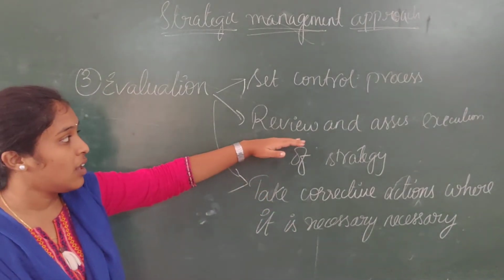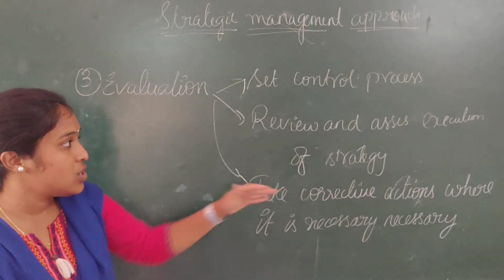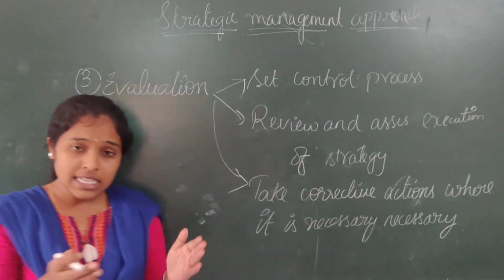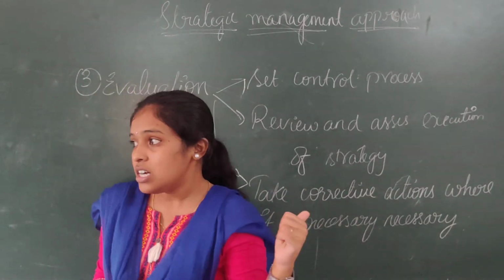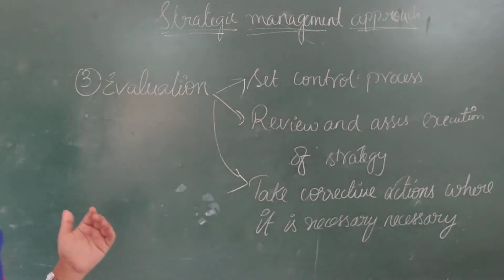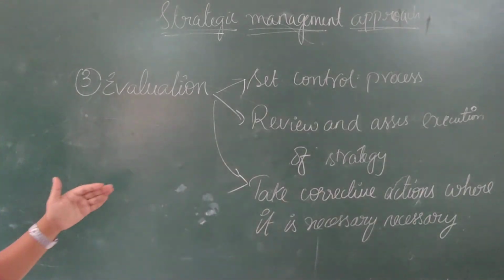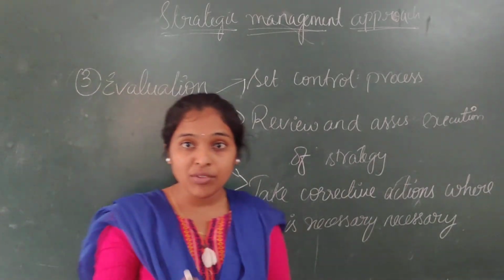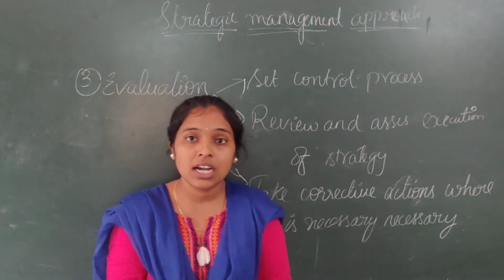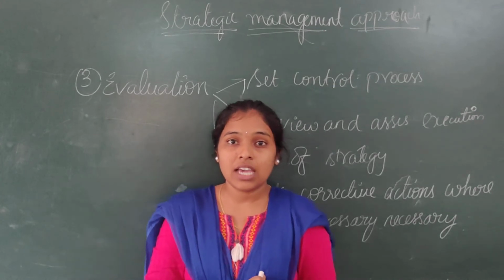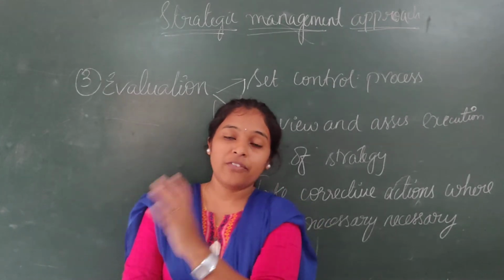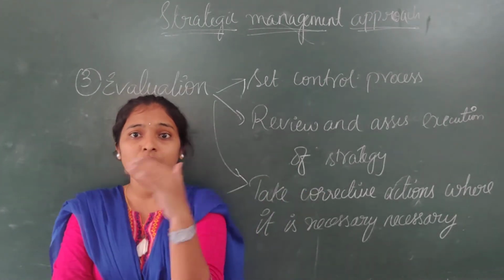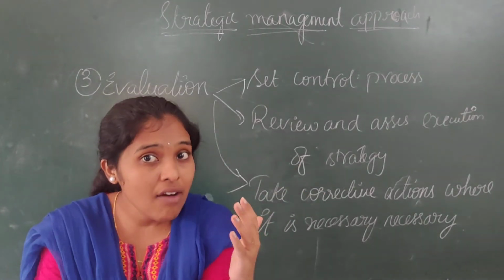And next one is review and assess the execution of the strategy. After executing, see, in the previous point we said in the implementation, like executing the strategies. After executing the strategy also we have to review that, we have to revise that plan, whether this strategy has been implemented perfectly or not, how it resulted, whether it is working on the employees, whether we are getting the result that we expected.